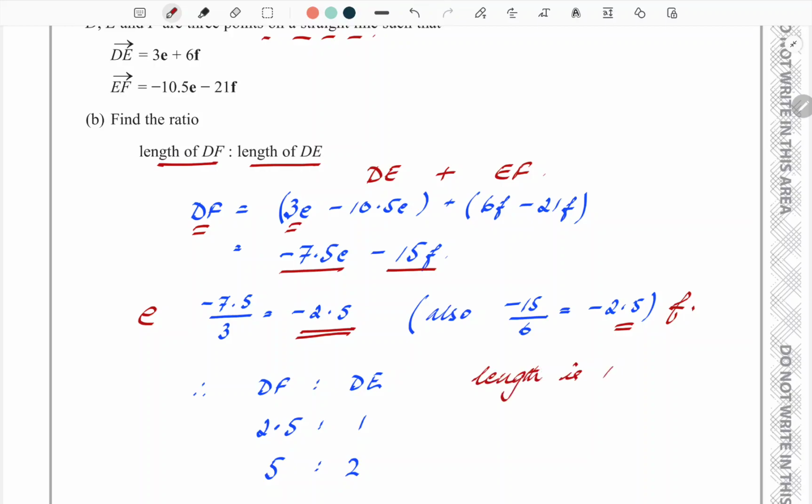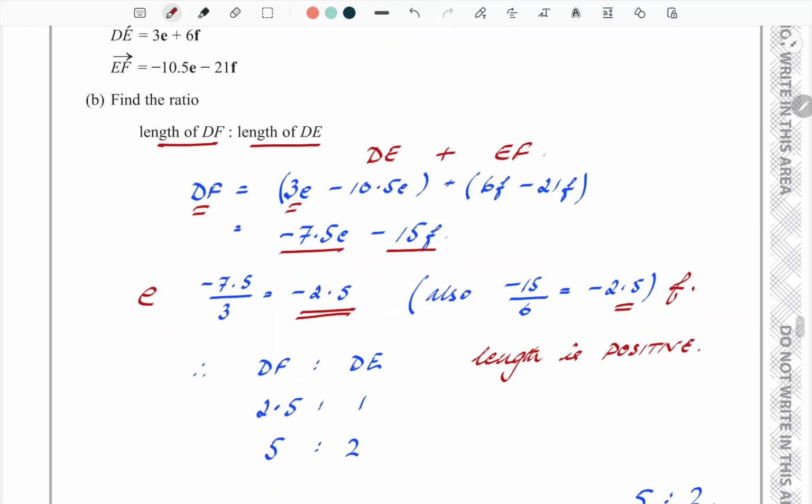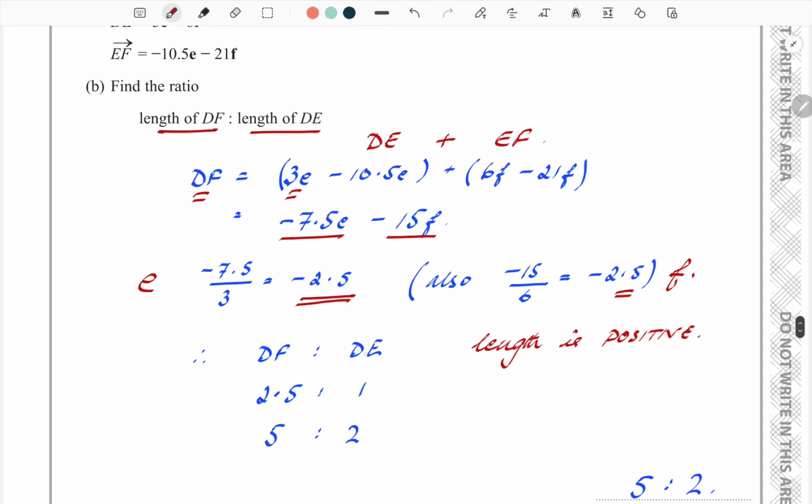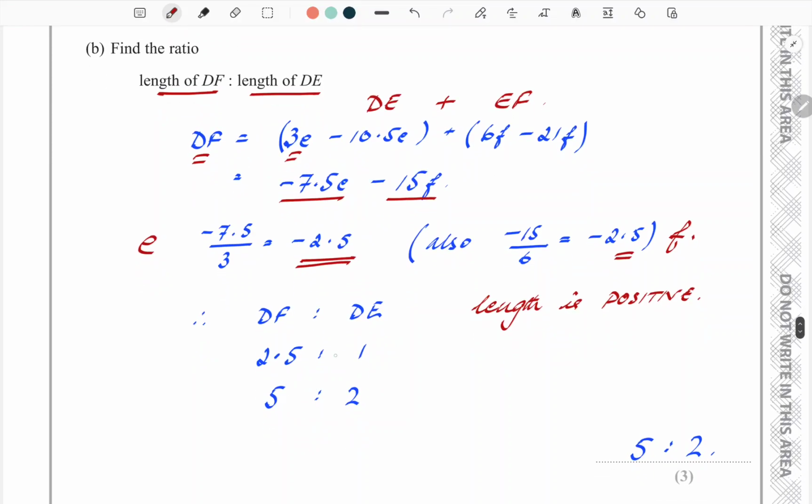Length is positive. So it's just the length, it doesn't matter what direction. So the plus minus doesn't matter. So effectively, DF to DE, the ratio is 2.5 to 1. And the best thing to do is multiply it up and take it 5 to 2. All right, so there we go.